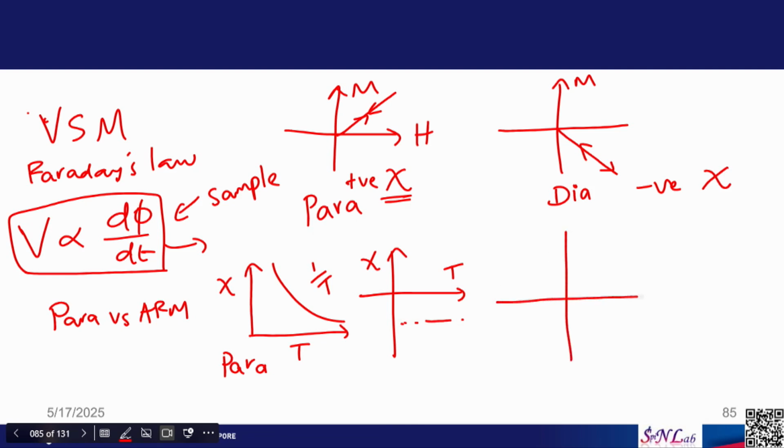Whereas in the case of antiferromagnetic material, you will see a peak, beyond which you will see this 1 over T behavior. That means above this temperature the antiferromagnetic material is paramagnetic, and here it is antiferromagnetic. So this critical temperature above which it becomes paramagnetic is called the Néel temperature. Okay. Any questions so far?